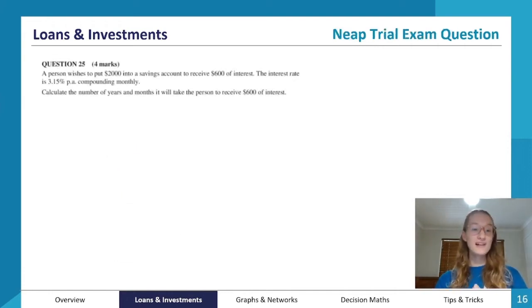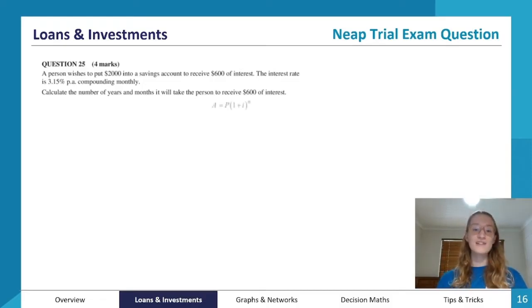So we're going to do a practice question now from one of the NEEP trial exams, which are really good resources if you're after some practice questions to do. So this one says, a person wishes to put $2,000 into a saving account and they want to receive $600 of interest. So we're being told different information this time, which is interesting. The interest rate we're told is 3.15% per annum, and we're told that we have monthly compounds. All really important information. So we're told to calculate the number of years and months it will take for the person to receive $600 of interest.